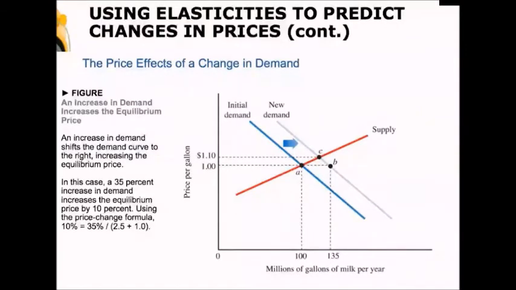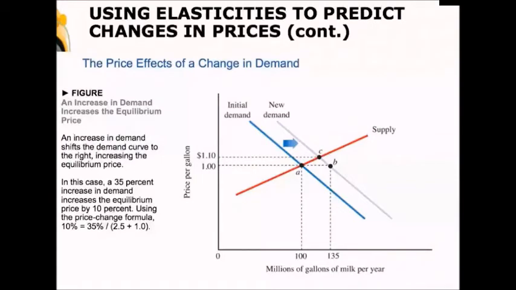Well, in this case, there's been a 35% increase in demand. That's how far it's shifted over to the right. And we know that because the horizontal shift of the demand curve was 35%. It went from 100 to 135. So our demand curve has shifted 35%. In this example, we're assuming that the price elasticity of demand and the price elasticity of supply are 2.5 and 1.0. So when we add these two together and divide 35% by it, we get a 10% increase in the price level.